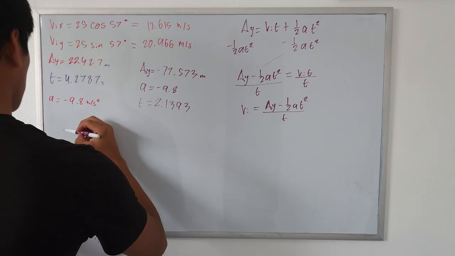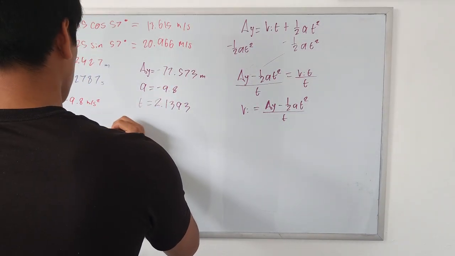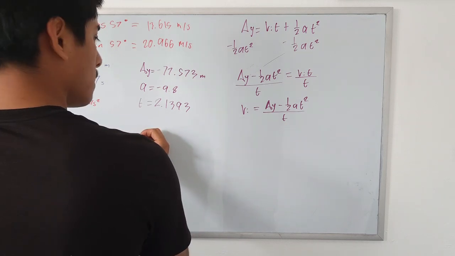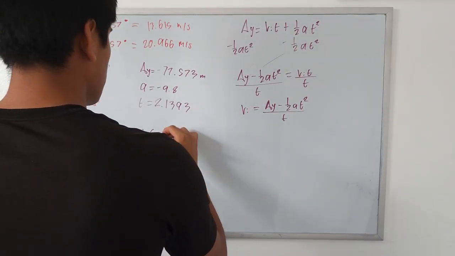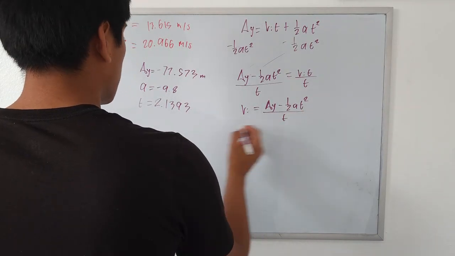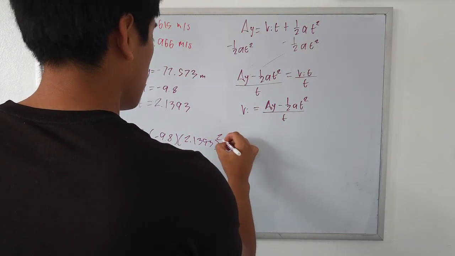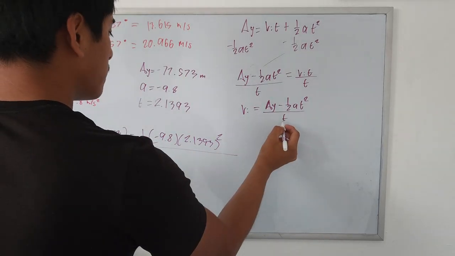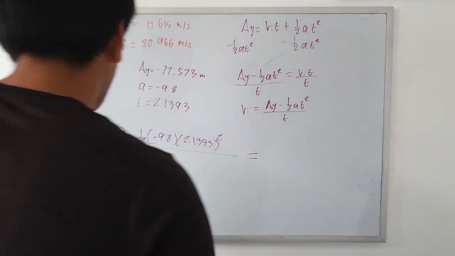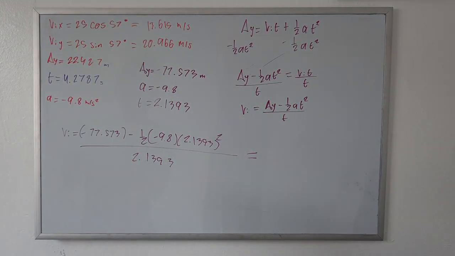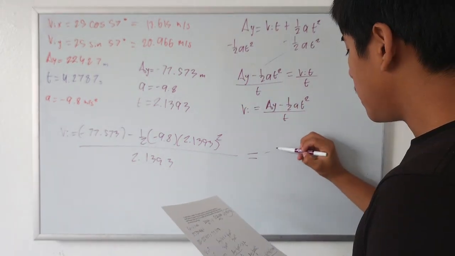Plugging in all the values that we know, velocity initial is going to be equal to delta y, which is negative 77.573, minus 1/2 of the acceleration, which is negative 9.8, and then the time, which is 2.1393, and then square that. All of this over the time again, which is 2.1393.